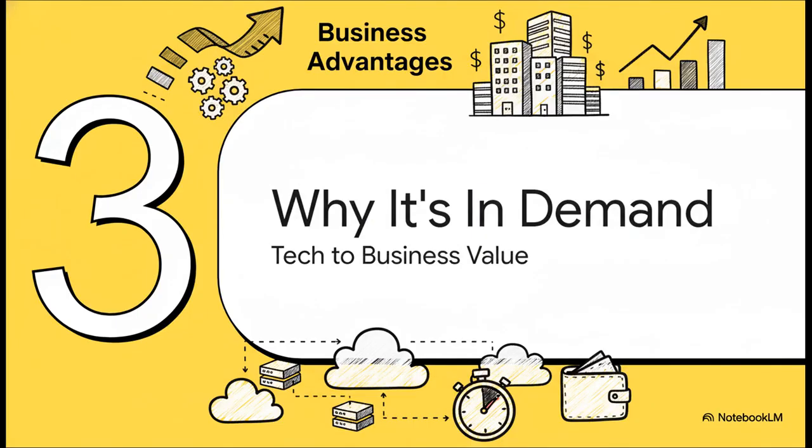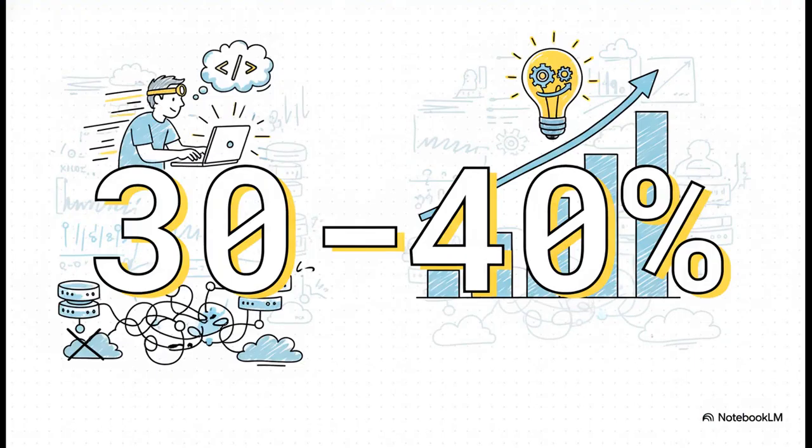Okay, so we've got the 4 pillars, the techie stuff. That's all cool. But why are businesses getting so hyped about this? Why does your boss care? Let's talk about how all this tech translates into actual business value. The biggest one, right off the bat, is a massive boost in developer productivity. I mean, we're talking about giving developers back 30 to 40% more of their time.